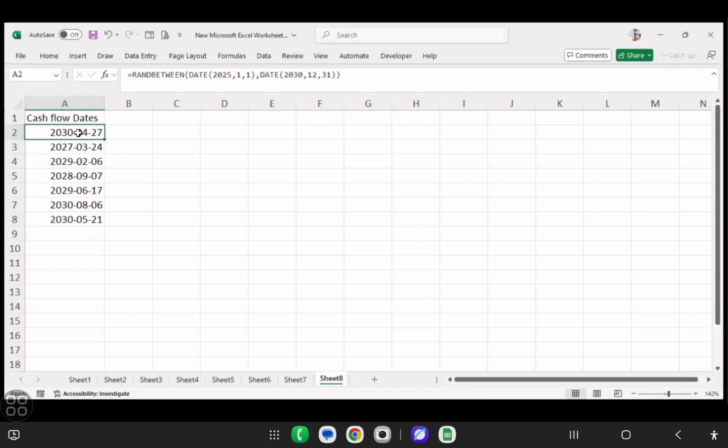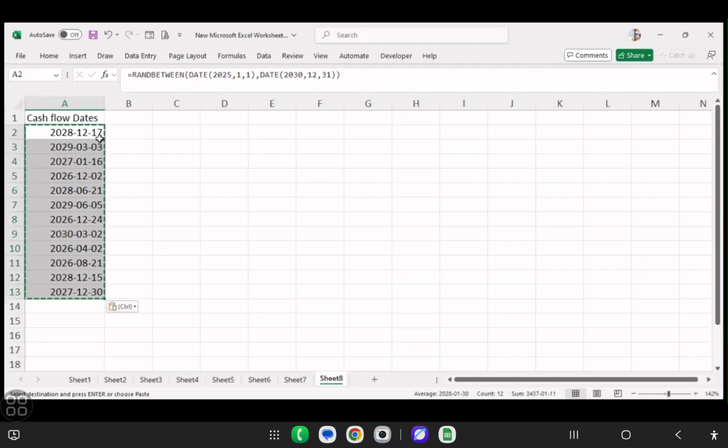These are dates. Cash flows do not happen in a certain order, the way we assume when we are determining the NPV. They will just happen randomly. In reality, cash flows happen randomly.